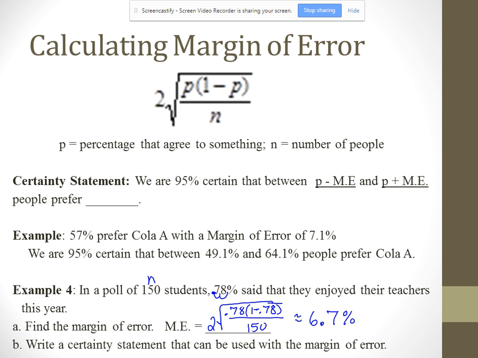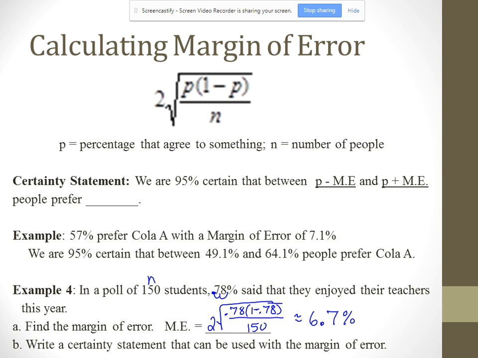Sometimes they won't give you the margin of error. Sometimes you will have to calculate it. I honestly don't think they're going to make you do this on the final exam, but I did want to show it to you. This is the formula for determining the margin of error. Your margin of error will be smaller when N, the number of people you're surveying, is bigger. That's always going to be the case. The more people involved in the survey, the smaller your margin of error, because that makes that a smaller number.